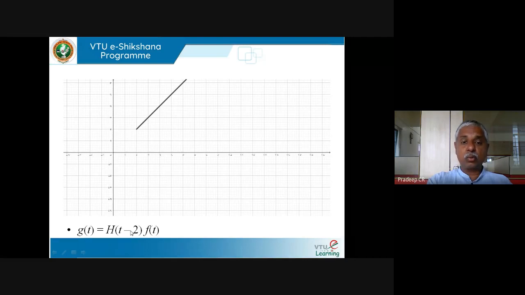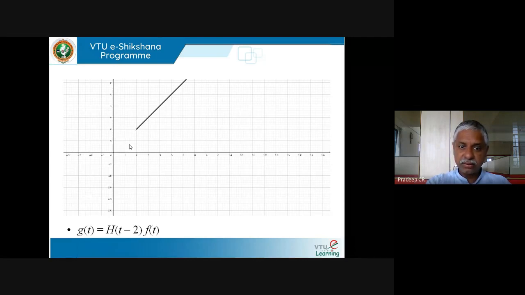h is 0 till t equal to 2. That means till t equal to 2, the right hand side is 0. That means g of anything up to 2 is 0. I should have ideally drawn a 0 line here, but I have not done it purposely. So it's like erasing f(t). You see, f(t) was this, but up to t equal to 2, I'll erase that.